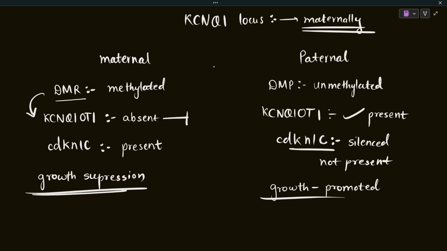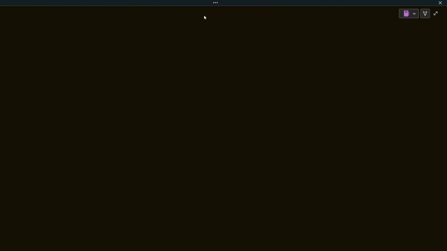If this balance is not maintained, there will be certain syndromes such as BWS syndrome and Prader-Willi syndrome. We will discuss those syndromes as well, but not in this lecture. So let's learn about the other cluster, the H19-IGF2 cluster. This is a very important and renowned example of imprinted genes.